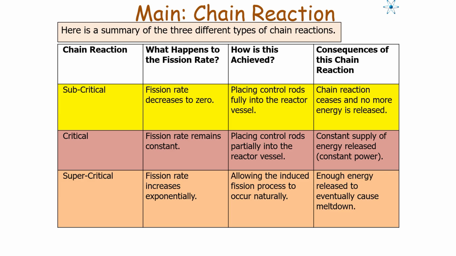while supercritical is when the fission rate increases exponentially. This is allowing the induced fission process to occur naturally and put no measures in place to halt it. You will then get enough energy released eventually to cause a nuclear meltdown.